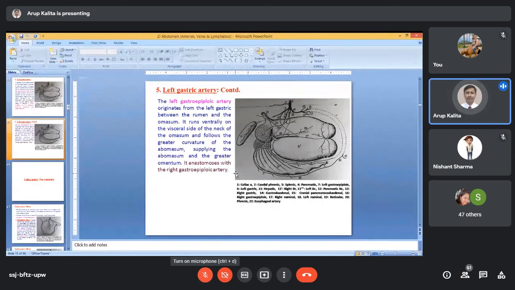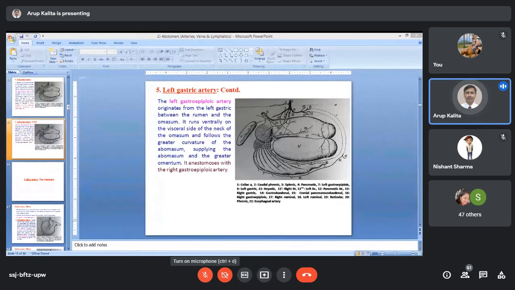Now coming to the hepatic. What are the branches of the hepatic artery? Pancreatic branch. Number 11 is hepatic, so 12 is the pancreatic branch. Then it will give small branches. Let me make it bigger. This is the right branch. The right branch will go to the right lobe of the liver.